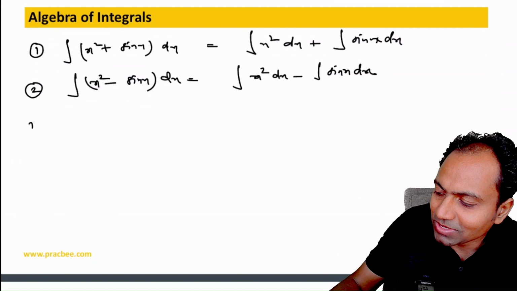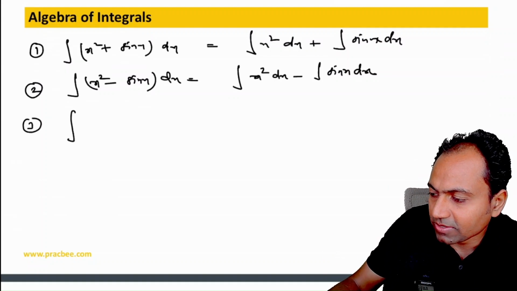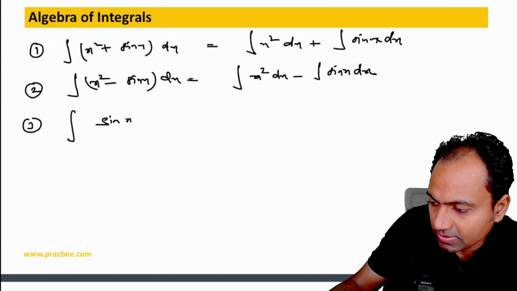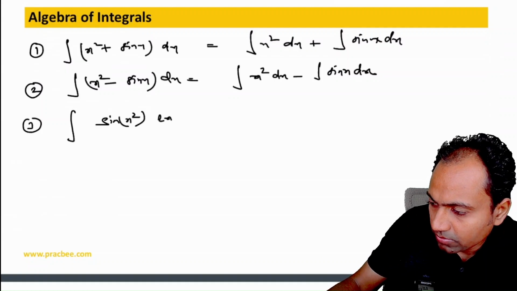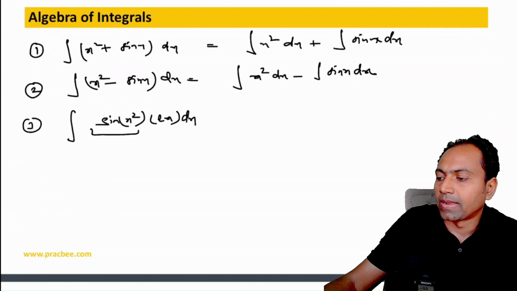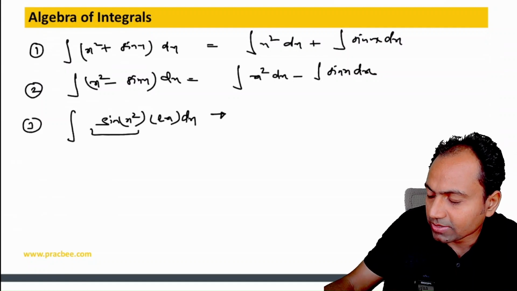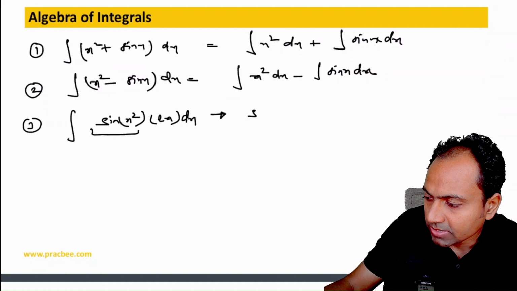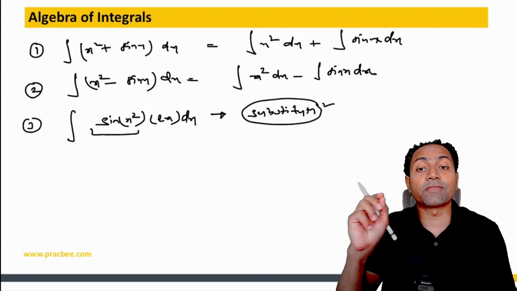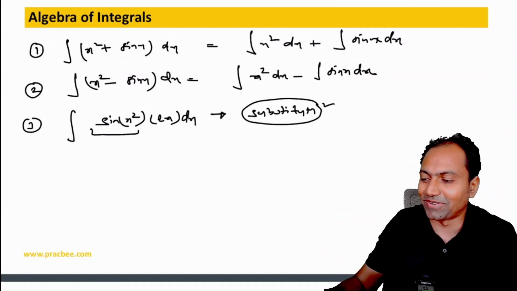Now, if I move towards the third part, what I have is a composite function, sine of x square into 2x dx. So you can see that we have a composite function here. And hence in this case, we'll use a technique that is known as substitution. So what was earlier chain rule has now become substitution. So here we will use a technique. We do not have a formula for this, like in case of derivative.